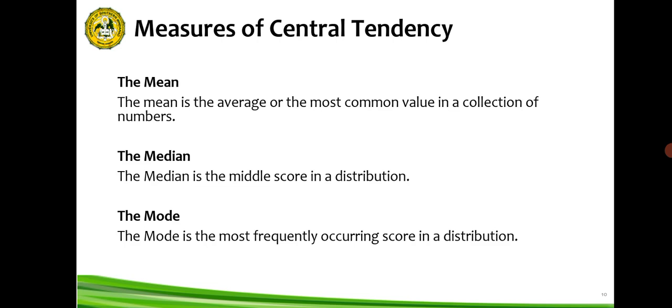For example, 1 plus 2 equals 3. So since there are two scores, the 1 and 2, we divide 3 by 2, which is 1.5, and 1.5 is the mean. For the median, it is simply the middle score in a set. For example, in a set of 1, 2, 3, the median is obviously 2. For the mode, it is the most frequently occurring score in a distribution. For example, in a set of 2, 2, 3, the most frequent score is 2, so 2 is the mode.